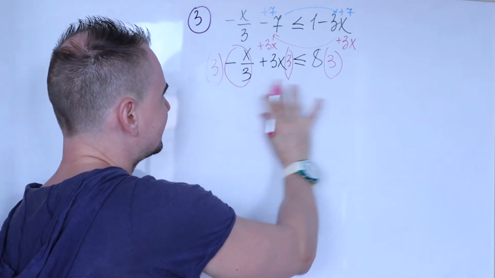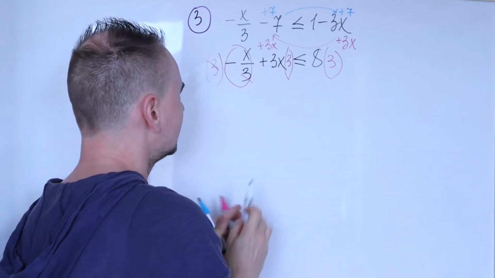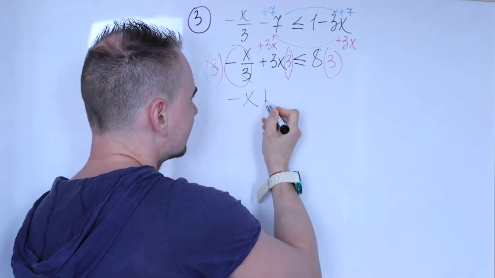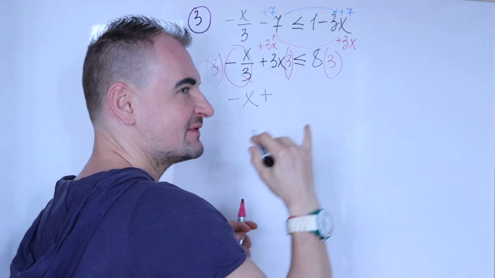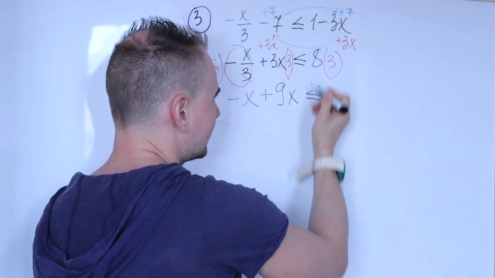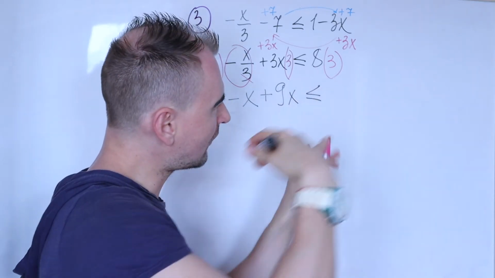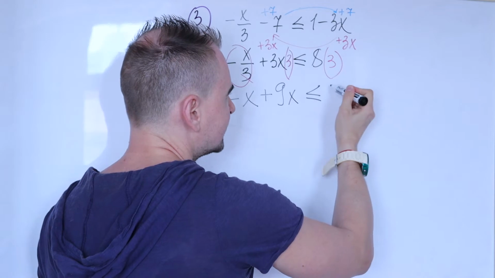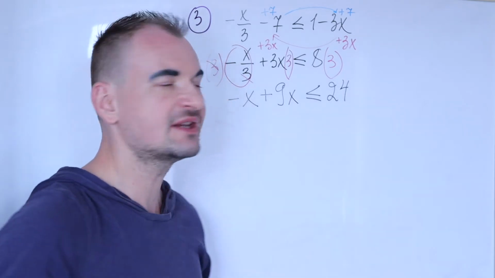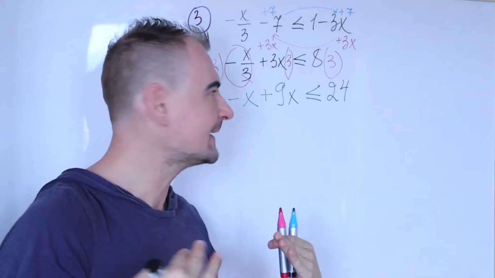So let's implement this step. 3 and 3 cancel each other out, and you would be left with just -x. Next, plus 3x times 3 gives you 9x. You keep the sign as is, it's less than or equal to. And on the right side of your inequality, you would simply get 24, since 8 times 3 gives you 24. Much better, it's getting better.